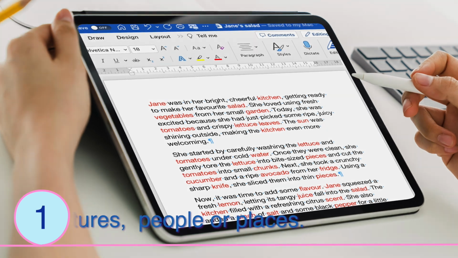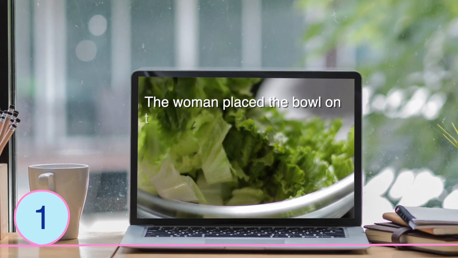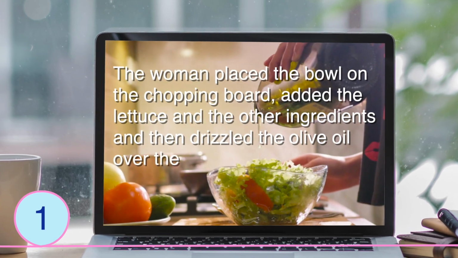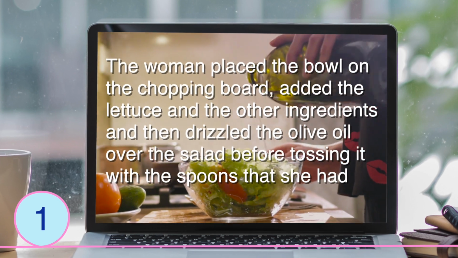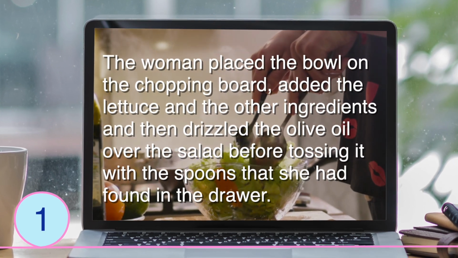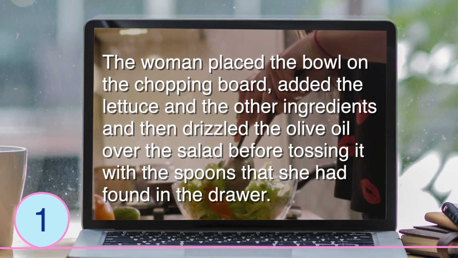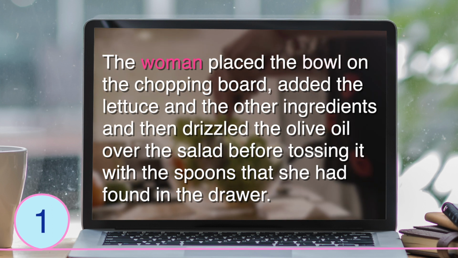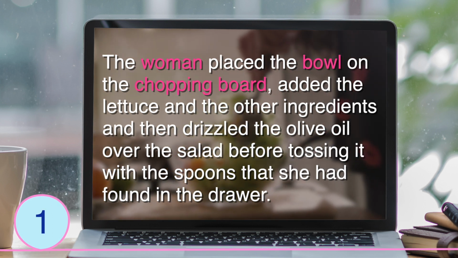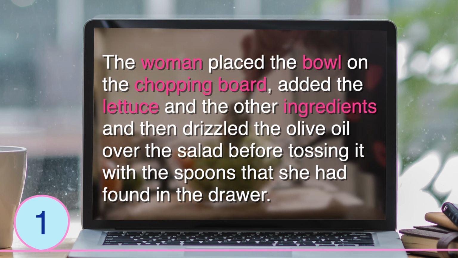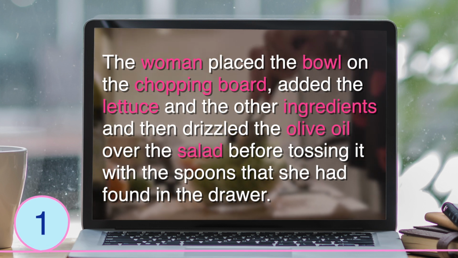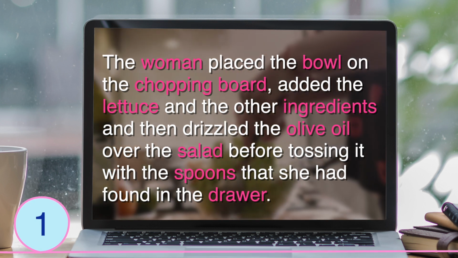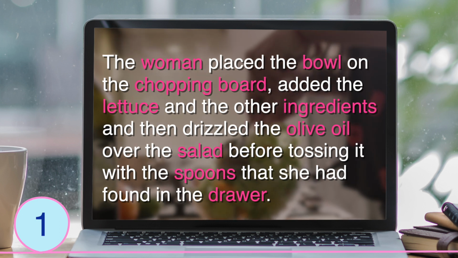For example, in the sentence, "The woman placed the bowl on the chopping board, added the lettuce and the other ingredients, and then drizzled the olive oil over the salad before tossing it with the spoons that she had found in the drawer." If we scan for the names of things, it's not too hard to identify woman, bowl, chopping board, lettuce, ingredients, olive oil, salad, spoons and drawer as the words most likely to be nouns, which is exactly what they all are.